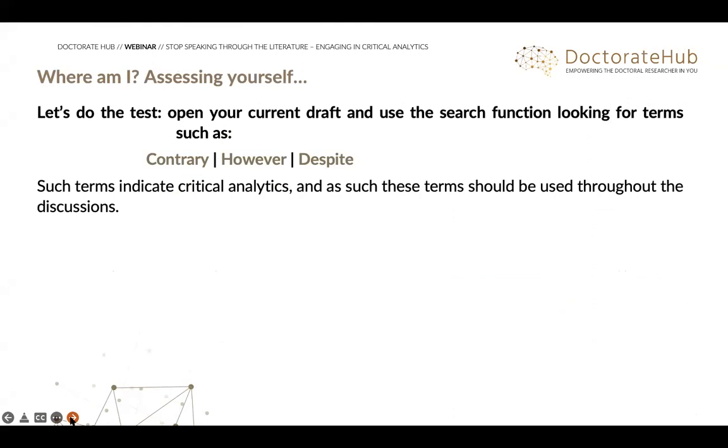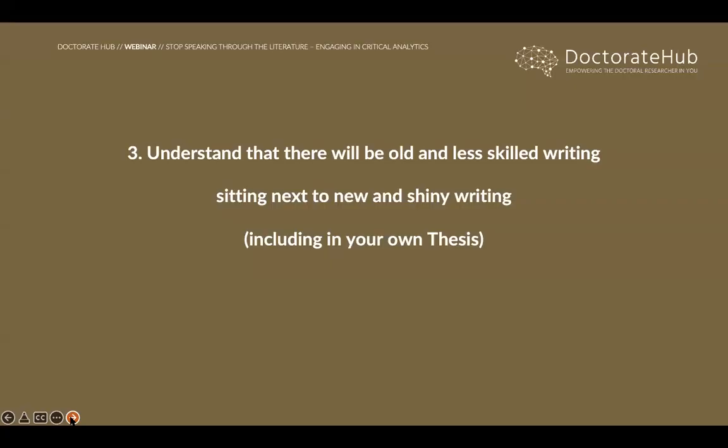And again, how can you assess if you are already more on the critical analytical writing? You could use your search function again and look in your drafts for words such as "contrary," "however," "despite," everything that will ask for looking at different positions and comparing things. So the more you see those terms in your writing, the more critical and analytical it potentially will be. Did that make sense? Any questions? No? Okay.